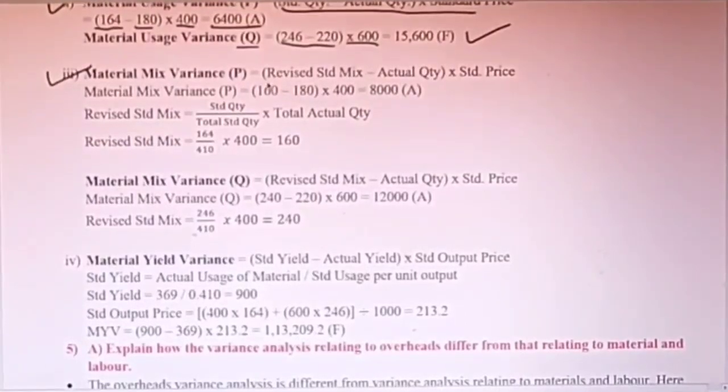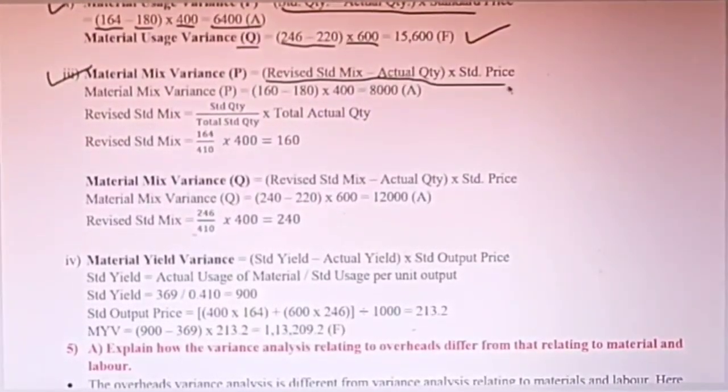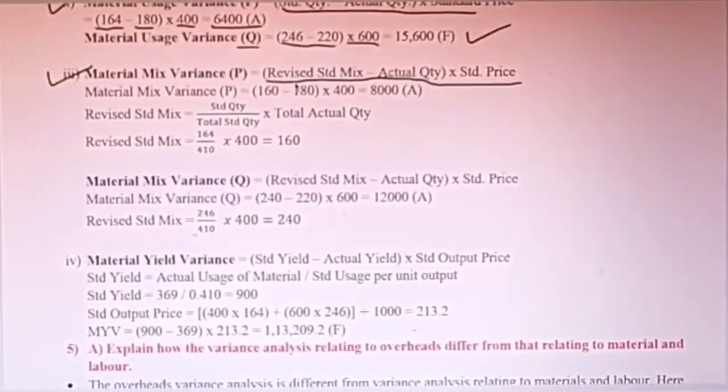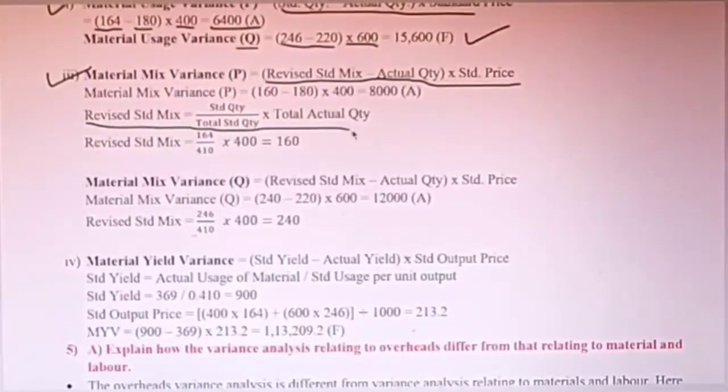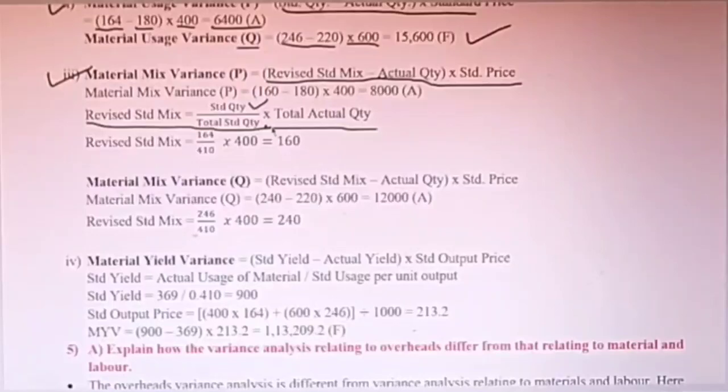Here we use this formula: revised standard mix minus actual quantity into standard price. Now again you have to find the revised standard quantity. To find this, again you have to use this formula: standard quantity divided by total standard quantity into total actual quantity.